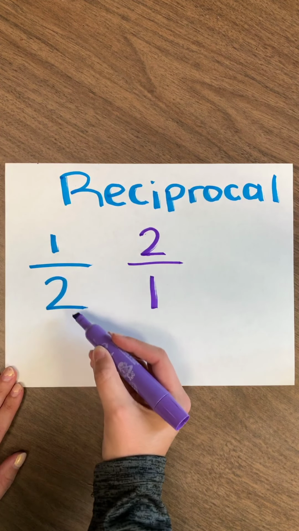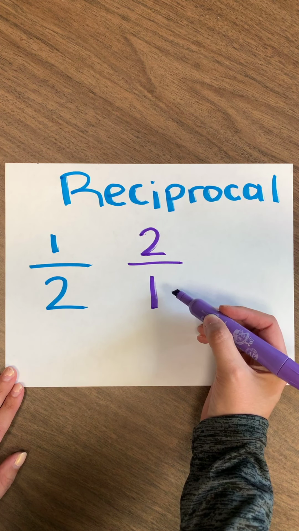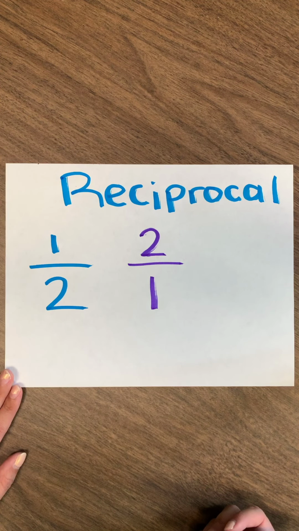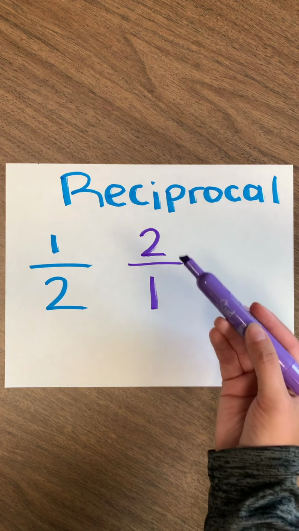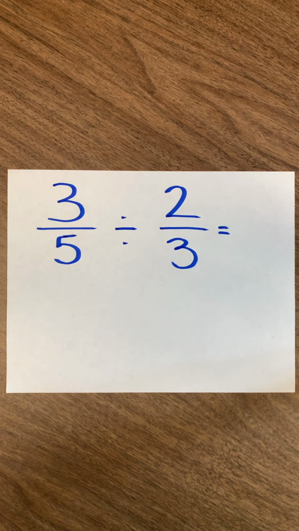So 1/2, its reciprocal is 2/1. Or you could think of it in reverse. 2/1, its reciprocal is 1/2. So to find a fraction's reciprocal, you simply flip the numerator and the denominator. You're going to need to know what this term is to help you divide fractions. So let's start with our first problem.